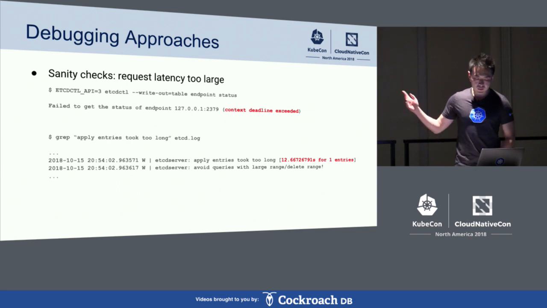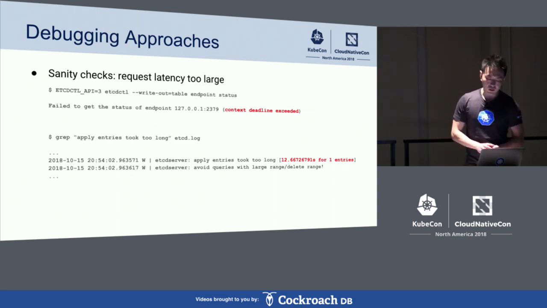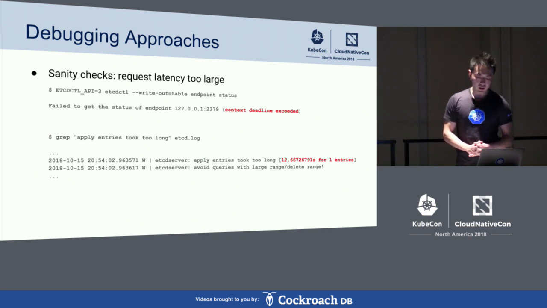Or alternatively, if you check the server log and search for the keyword "apply entries took too long", you can see here's a bad example where it's applying 1 entry but took like 12 seconds, which is really long.